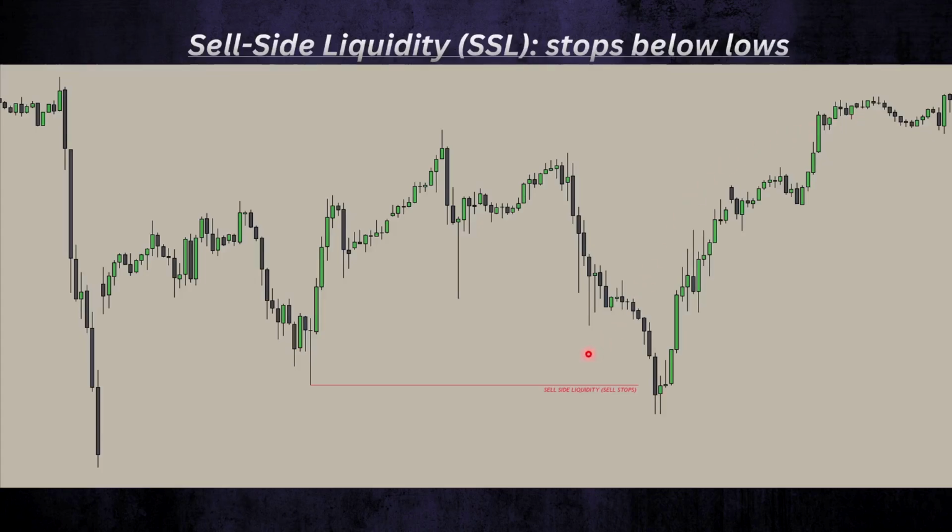And here's the important part. The market wasn't breaking support. It wasn't falling apart. It was simply reaching into the sell side liquidity, collecting orders below this low, and using that fuel to move away. That's all sell side liquidity is. It's a target. It's a pocket of sell stops the algorithm draws price into before delivering in the opposite direction.